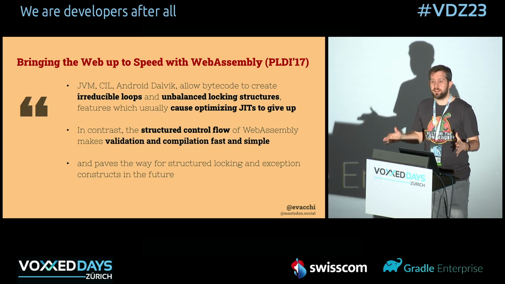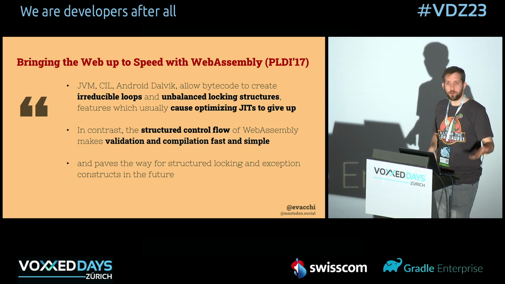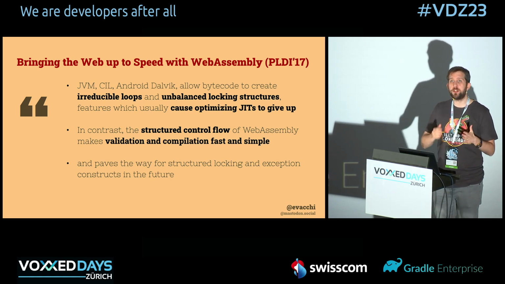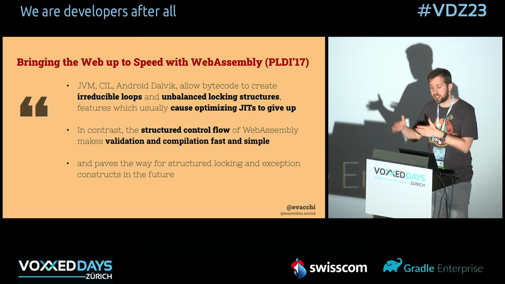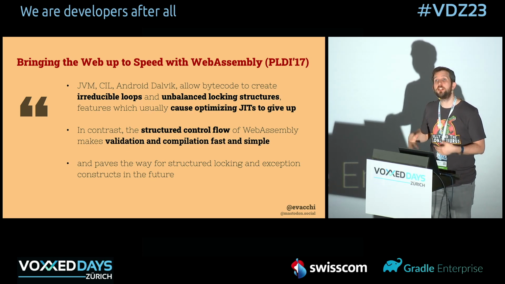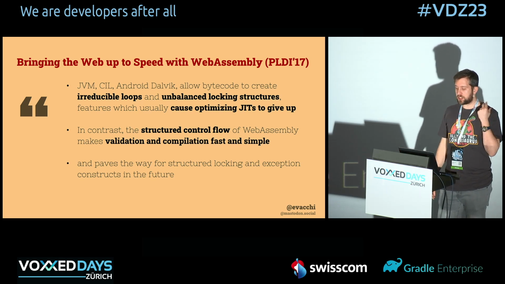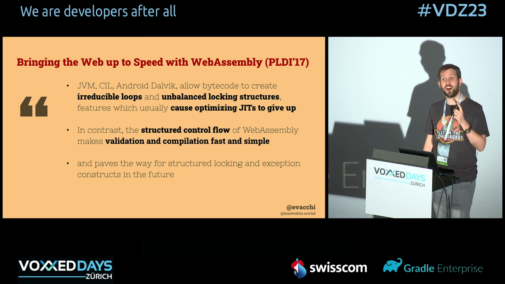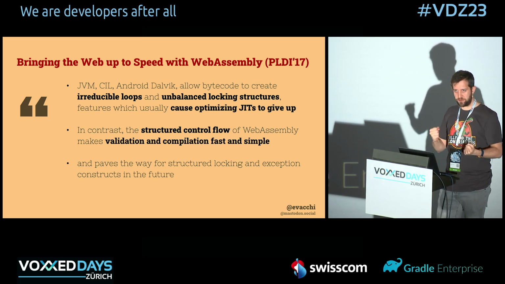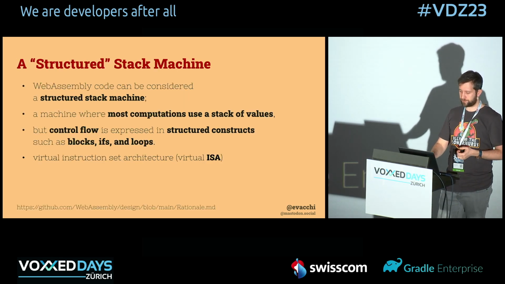Why do we want that? Still a quote from that paper: JVM, CIL, which is .NET, and Android Dalvik allow bytecode to create irreducible loops and unbalanced locking structures, features which usually cause the optimizing JIT to give up, which is something we don't want. In contrast, the structured control flow of WebAssembly makes validation and compilation fast and simple. So it loads fast, it runs fast, and paves the way for other features.